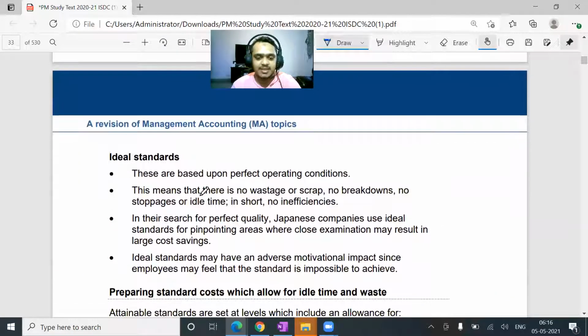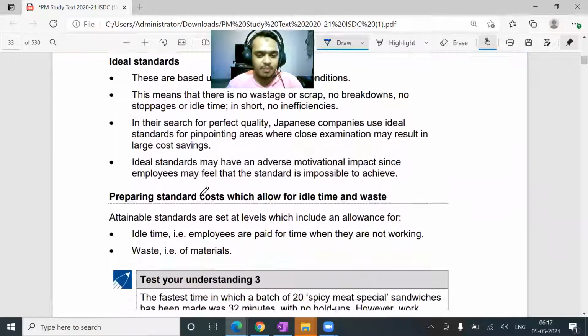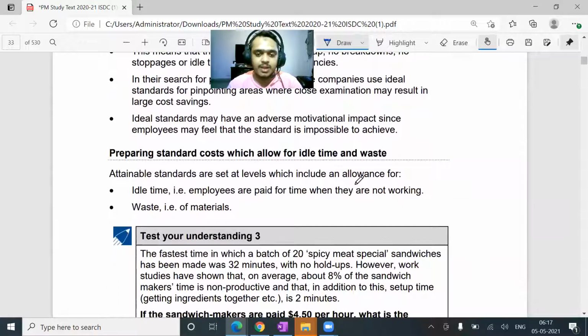And then comes the ideal standards, which I just said about, that whatever you do, you will not be able to achieve those ideal standards. Like suppose you have to work 24 hours in a day. You cannot actually do that. That's not ideal enough. You have to take downtime. This break, that break will come in between, right? I hope you guys are getting it. Now, preparing standard costs which allow for idle time and waste, which is nothing but the attainable standards.